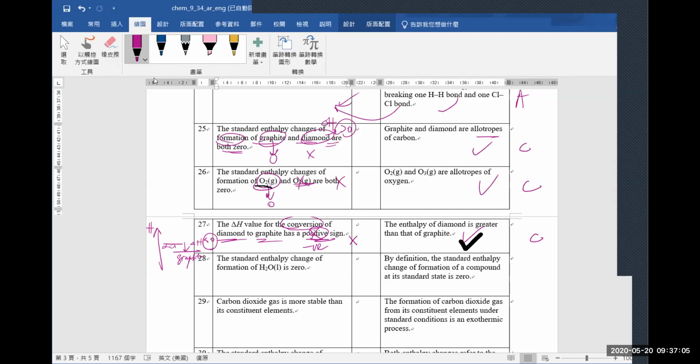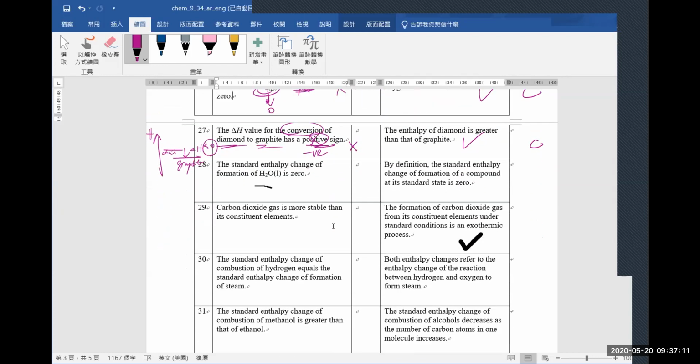28. Standard enthalpy change of formation of H2O is 0. Both are wrong. The first statement, it's not 0. Formation of H2O, how will you get to know? It's hydrogen and half a mole of oxygen to form H2O, okay? So it is a type of exothermic reaction.